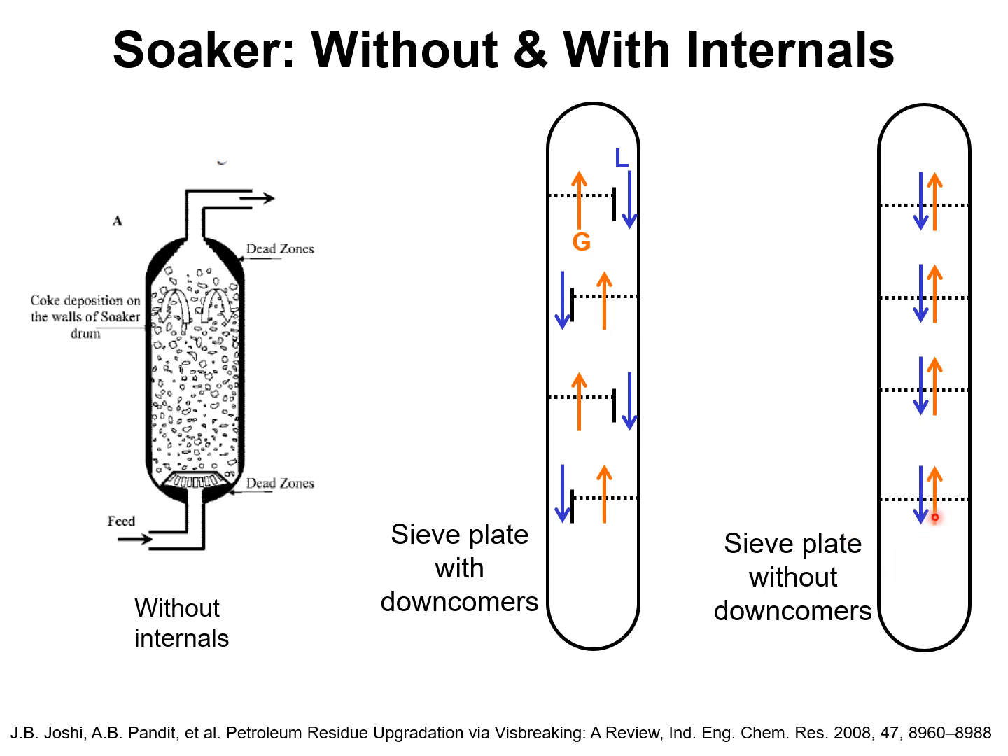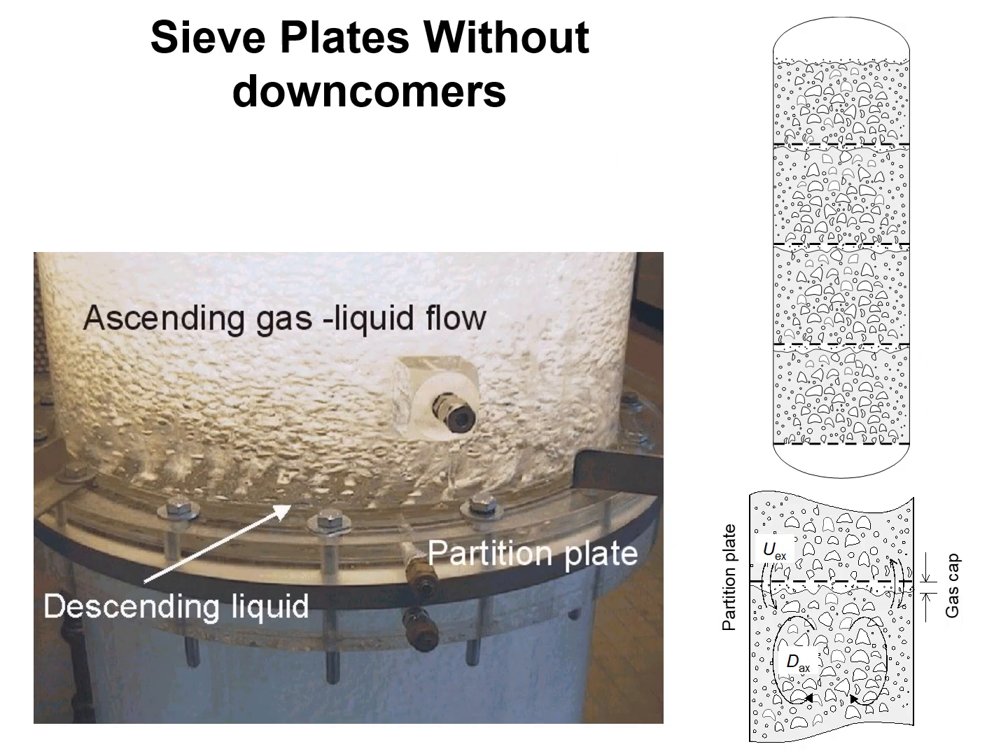Let's have a quick look at the hydrodynamics of a vessel consisting of a sieve plate without downcomers. In particular, let's focus on gas liquid flow around the sieve plates. In my laboratories in Amsterdam, we investigated the hydrodynamics of sieve plate columns without downcomers. This is the photograph of an experimental unit, and I show here some sketches to show gas liquid flows up a bubble column with sieve plate internals.